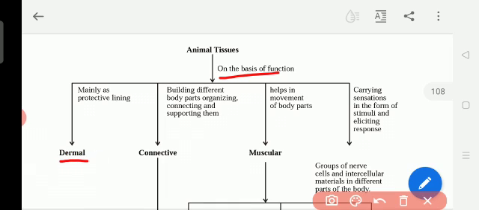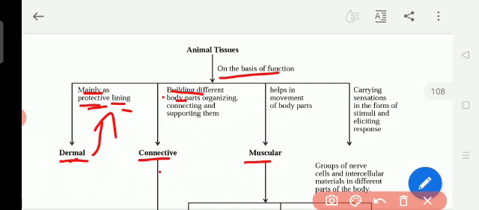First one is the dermal, connective, muscular, and nervous. Dermal means mainly as protective lining. It comes under the skin. Dermal means skin. So mainly as protective lining.